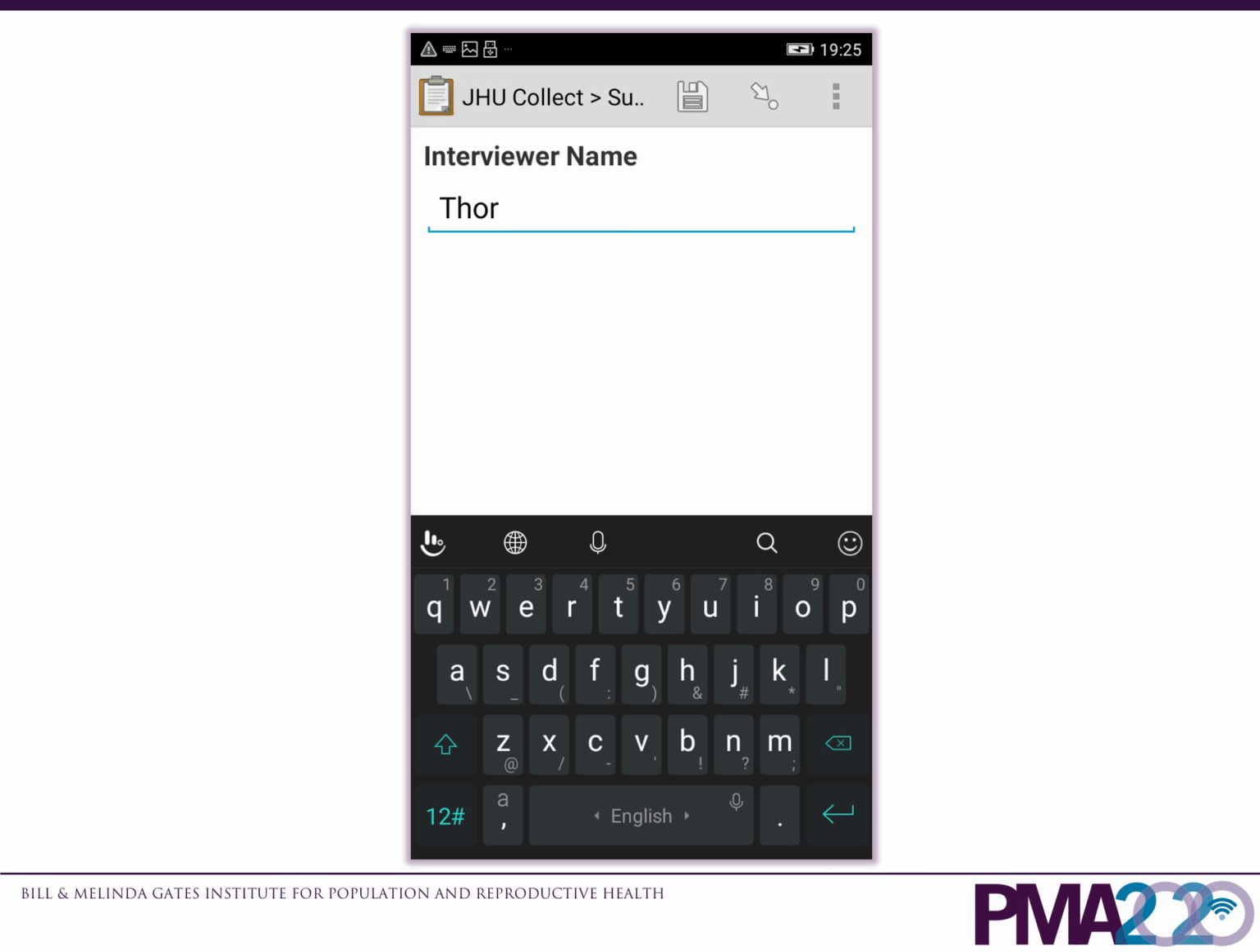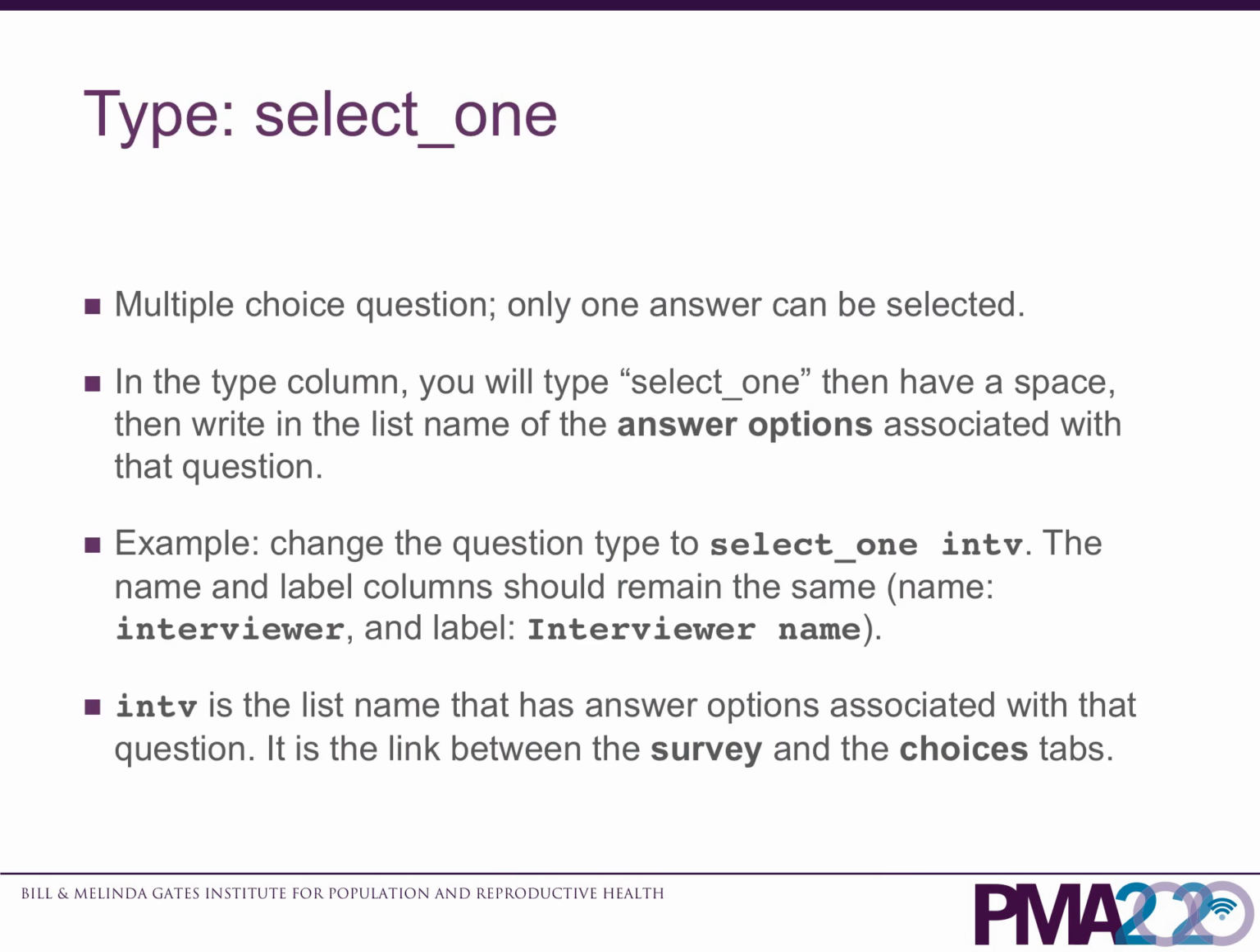What you entered into your Excel file will look like this. We'll have a label, interviewer name, and a line for text entry. When ODK opens up this screen, the keyboard will automatically appear. The next type of question we want to explain to you is Select 1. A Select 1 question has multiple answer options. However, you can only select one answer.